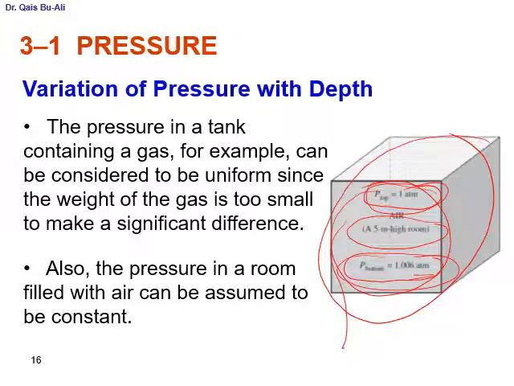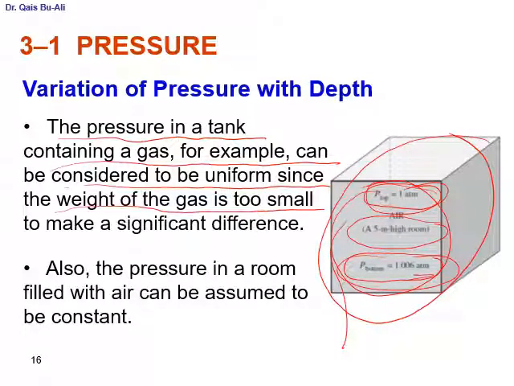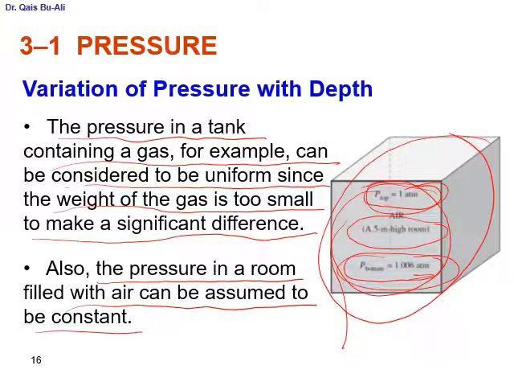Let me read the slide with you. The pressure in a tank containing a gas, for example, can be considered to be uniform since the weight of the gas is too small to make a significant difference. Because the density is small, the weight of the gas is not going to affect the pressure that much. Also, the pressure in a room filled with air can be assumed to be constant. In a room filled with air, the pressure everywhere is the same because the density of the air is small, so it will not have a great effect on pressure.